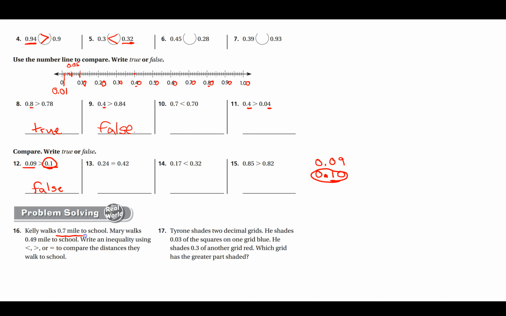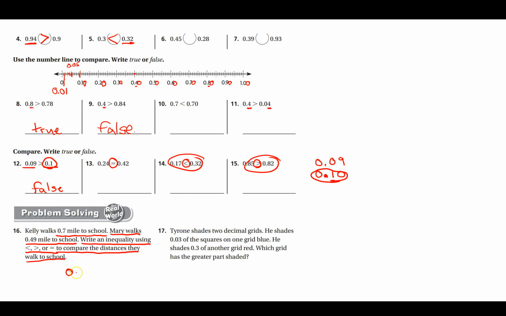Kelly walks 7/10 of a mile to school. Mary walks 49 hundredths of a mile to school. Write an inequality using less than, greater than, or equal to compare the distance they walk to school. An inequality just means these are all inequalities up here. That's an inequality. It's whenever you use one of these signs, when you're comparing two numbers and you're using any of those signs. So don't get too worried about that word inequality. It just means you're comparing two numbers using greater than, less than, or equal to.